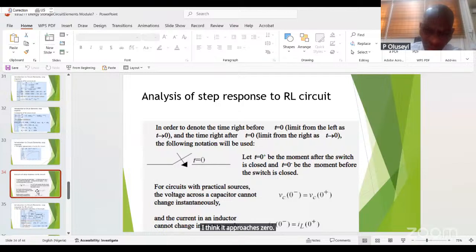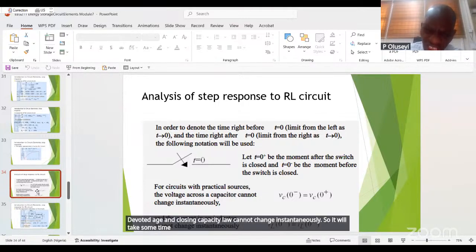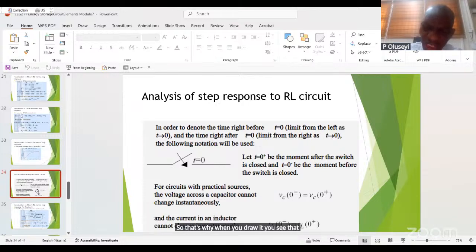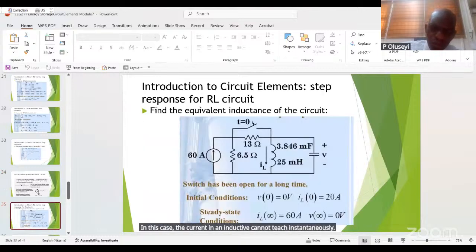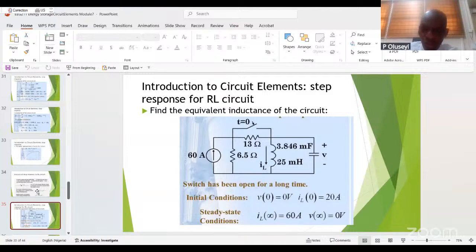For the circuit with a practical source, the voltage across the capacitor cannot change instantaneously. So it will take some time for the voltage across a capacitor to change. That's why when you draw it, we see that at the beginning, you don't see any variation with time, but with a little time, variation will begin to be noticeable. And the same thing with the inductor. In this case, the current in an inductor cannot change instantaneously. So you can still have this kind of arrangement.